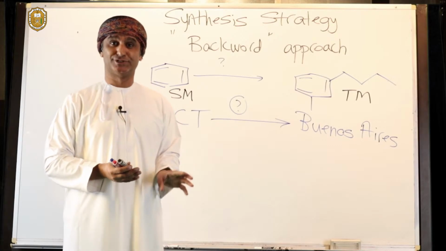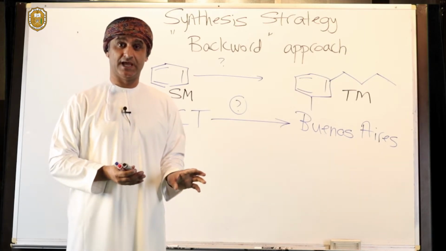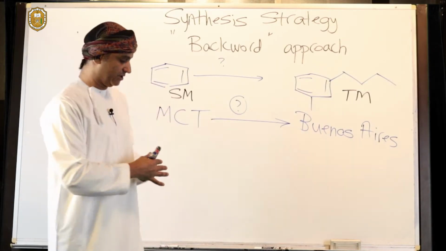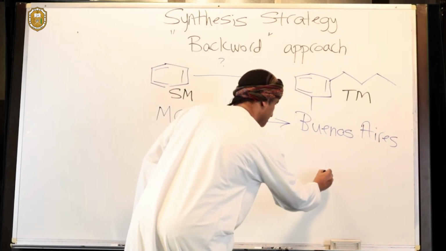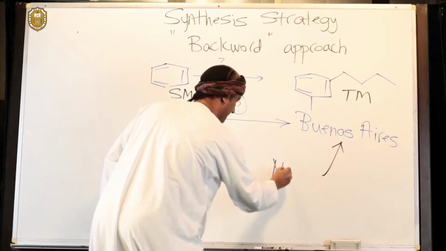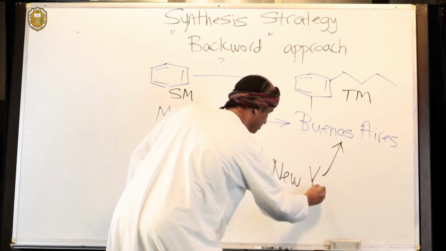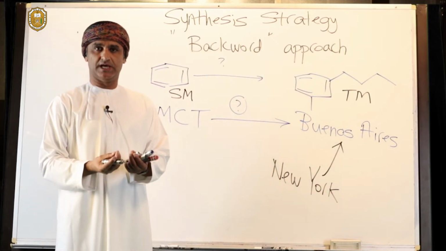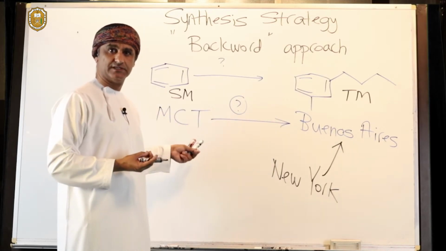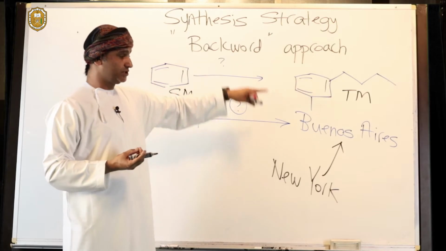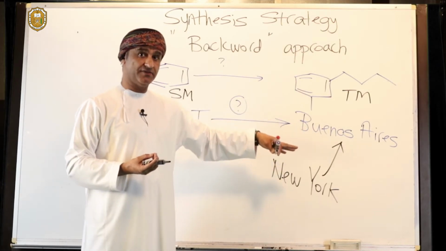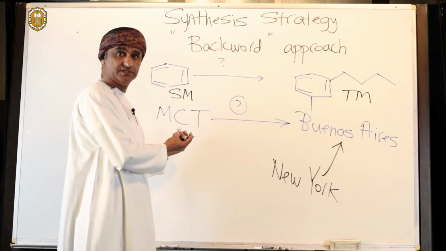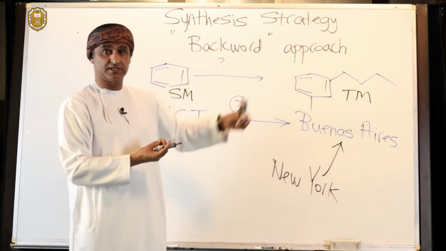Of course, Buenos Aires is in Argentina, and Argentina is in South America. So how do you go to Buenos Aires? Let's take, for example, New York in the United States, in North America. So one possibility is to go to Buenos Aires from New York in the US. So what is New York? Basically a point in this route which is in between. This is called the backward approach. How do we get this product from another, and that other product is somewhere in between the two points, the departure point and the destination point, the starting material and the target molecule.